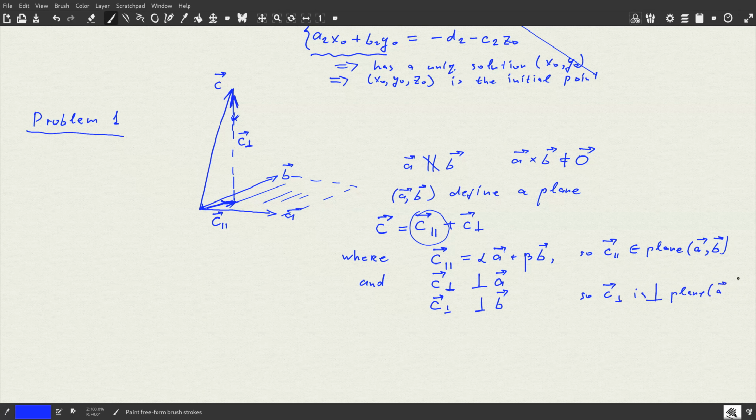As we know, for that it is sufficient for a vector to be orthogonal to two vectors in this plane, so both A and B. Okay? How do we do this decomposition? So we want to decompose C into this. This is a projection of C onto the plane. And this is the orthogonal, let's say orthogonal complement.